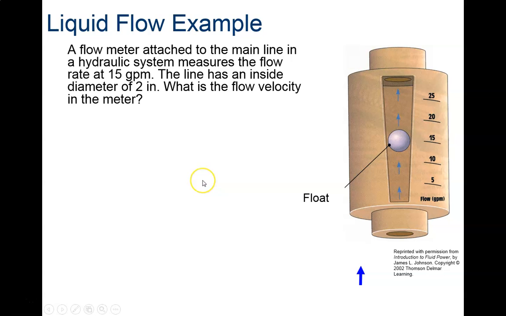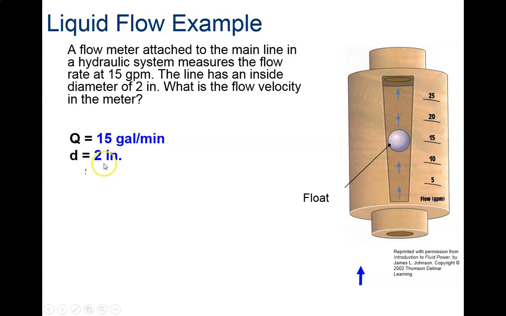So here we've got a flow meter in a hydraulic system. The flow rate is 15 gallons per minute. The line has an inside diameter of 2 inches. What is the flow velocity in the meter? Okay. So we've got our flow rate in gallons per minute. Now we don't want that in gallons per minute. We want that in inches per minute, or inches cubed per minute.